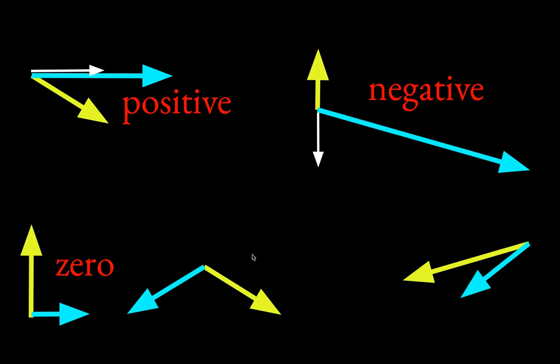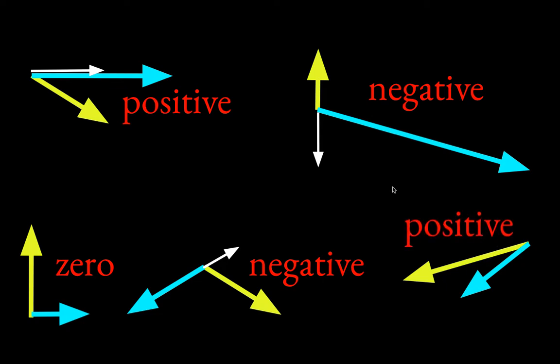Let's look at this case here. See if you can figure out whether this dot product would be positive, negative, or 0. That's going to be a negative dot product because if you take, say, the component of the yellow vector that would be along the direction of the blue vector, you can see it actually points in the opposite direction. It's not helping the blue vector. And finally, in this last case, you can see the two vectors are nearly in the same direction. So the dot product here is going to be positive. The yellow vector, for instance, has a component that is very much along the blue vector.